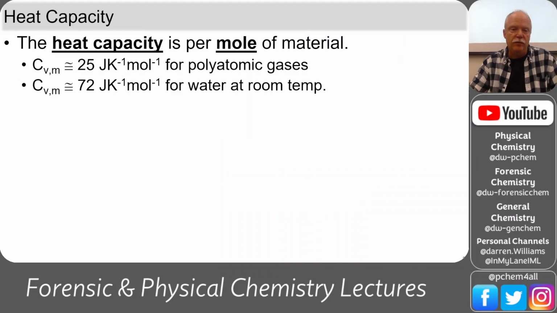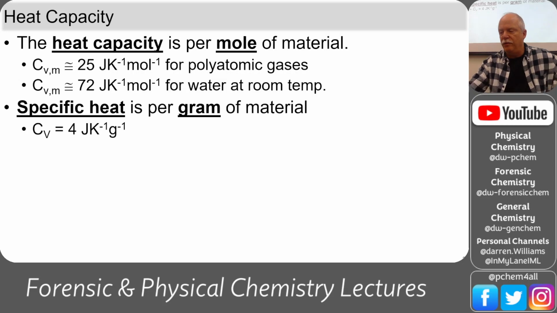And so this is, again, related to heat capacity. And let me just reiterate what I said in the previous set of notes, that heat capacity is per mole of material. And so for those translational and rotational heat capacities, about 25 joules per Kelvin per mole for polyatomic gases. For water at room temperature, it's 72. So it's higher because we have water molecules moving, so some of those translational motions have been turned into vibrational motions. And so the addition of those vibrational motions now raises that heat capacity.